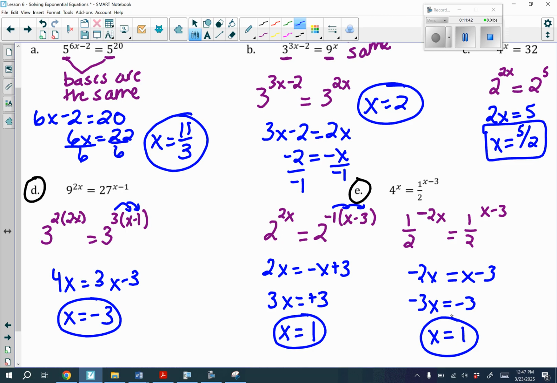Okay, so that's one way we solve exponentials, by getting the bases to be the same. Make sure you watch the next part because we're going to also still talk about solving exponentials, but when we have to use logarithms in order to solve.